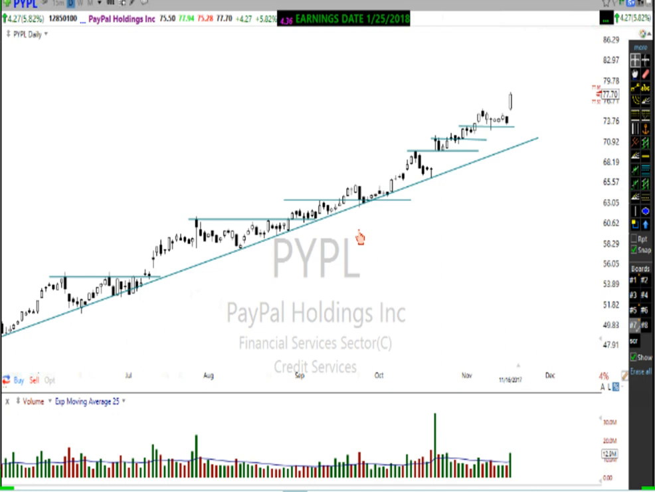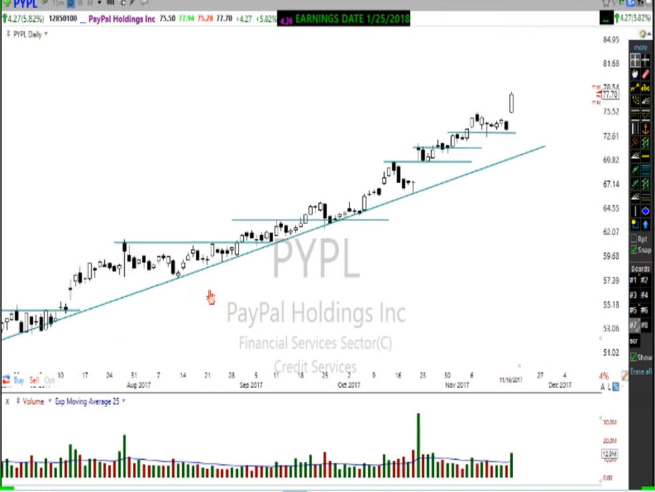Do I use buy limit orders? When I was working full time, I used stop limit orders all the time. A buy stop limit order. Because I couldn't watch the market during the day. I was building houses, okay? So I would look at a chart and I would look at the potential entry and I would use a stop limit order to enter that trade.